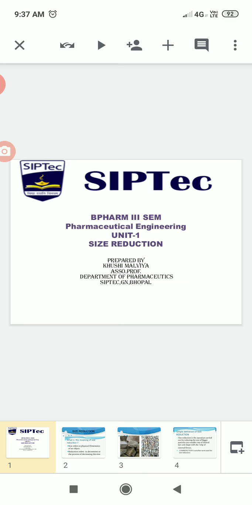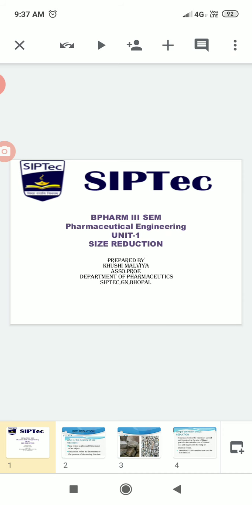The main aim of this subject is to know various unit operations that are used in the pharmaceutical industries, to understand the material handling techniques, and to perform various processes involved in the pharmaceutical manufacturing process. So, why do we study pharmaceutical engineering? Now I think that it is clear. So, today we are going to start Unit first, the topic size reduction.